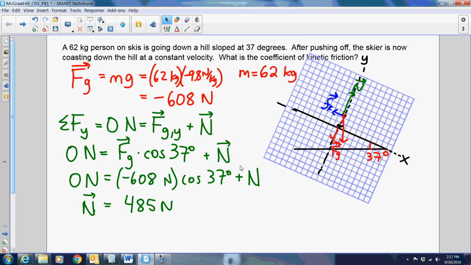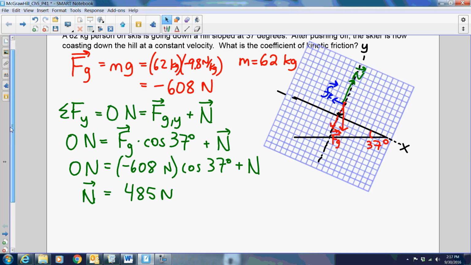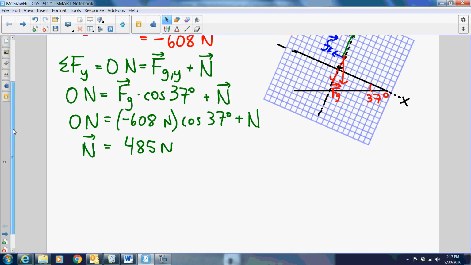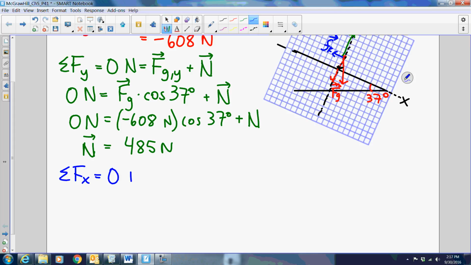And then the next step is to use the x direction to find the force of friction, the blue one here. So if I do that, I know that the sum of the forces in the x direction is also 0. And the only two forces I have in that direction are the force of friction and the part of gravity that is in the x direction pointing downhill. That's what's causing or keeping the skier going downhill.